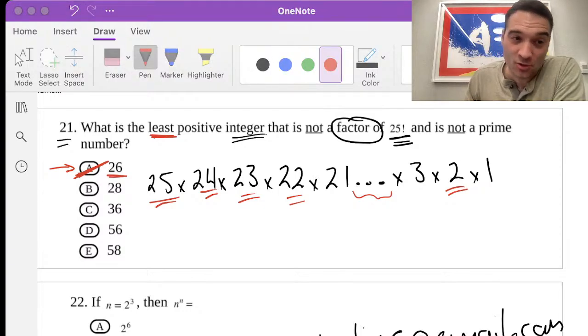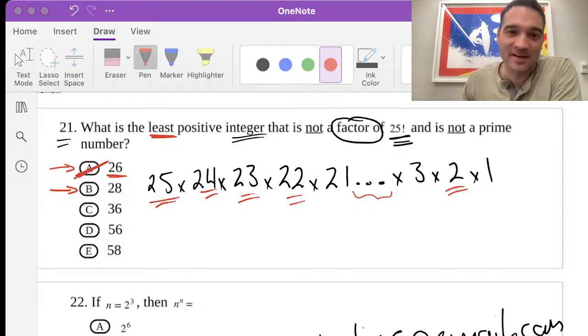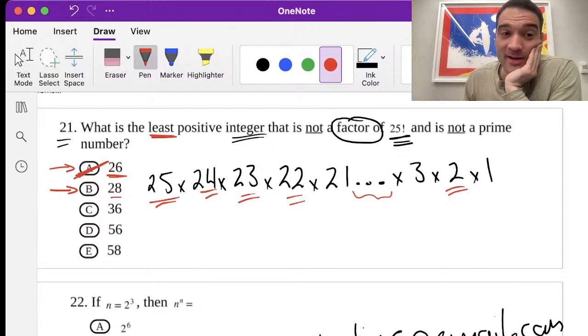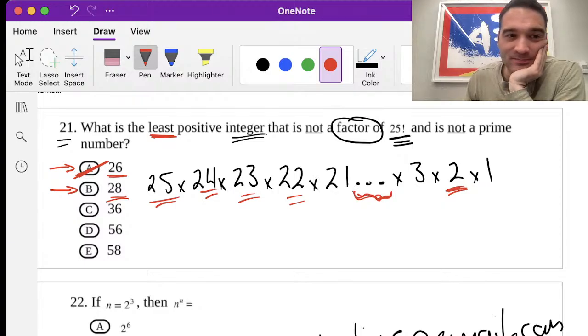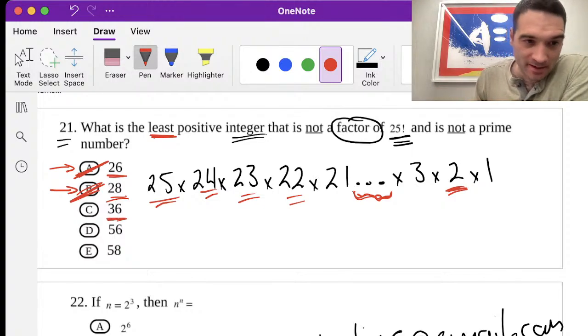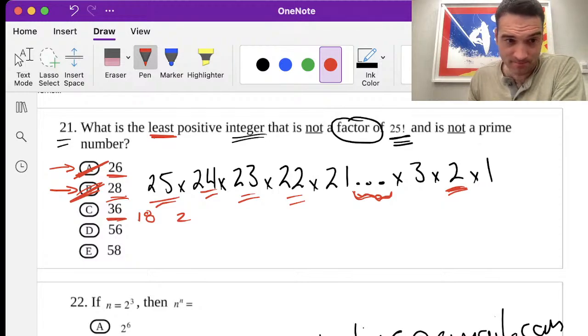Okay, so let's go to 28. And Becca, I think you can probably see where this is going, but we'll just spell it out for anyone watching this on YouTube later on. For 28, could I create a 28? Well, sure I could. A 2 and a 14. Again, the 14 is somewhere in that mix there. 36. This one I might have to break down a little further. But actually, no. 18 and 2. Done. It's a factor of 25 factorial.